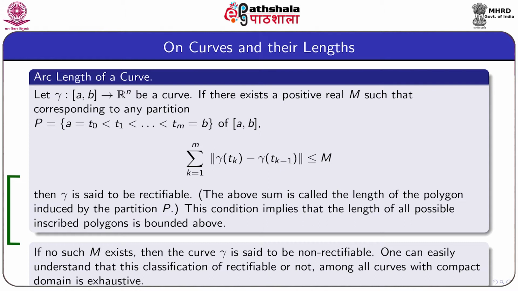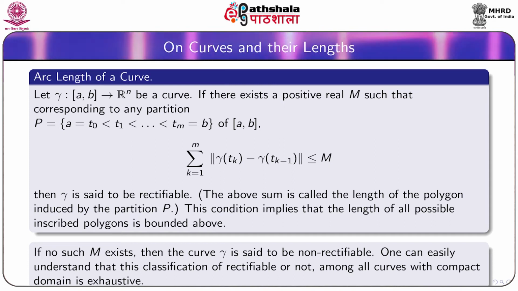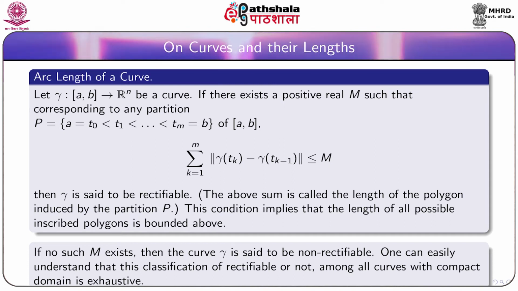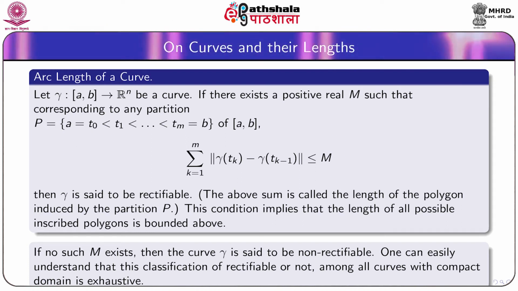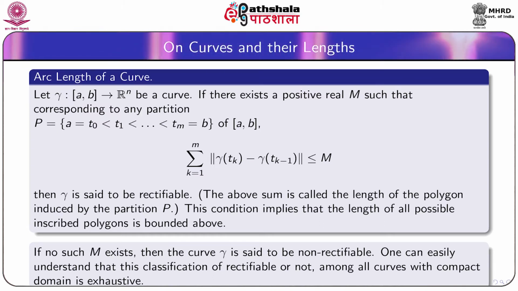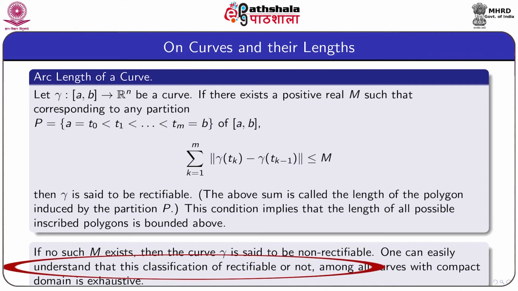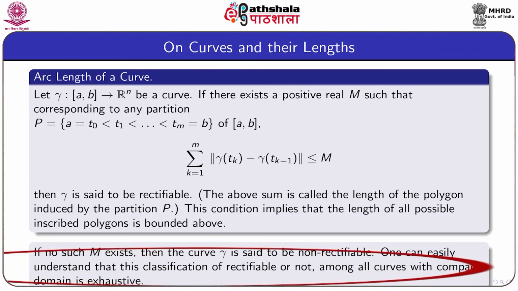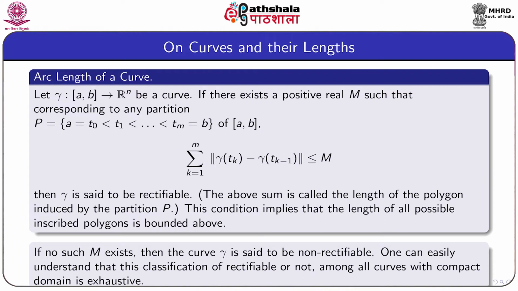The above sum is called the length of the polygon induced by the partition P. This implies that the length of all possible inscribed polygons is bounded above. In case we find no such M, then the curve gamma is said to be non-rectifiable. One can easily understand that this classification, whether a curve is rectifiable or not, among all curves with compact domain is exhaustive. That is, every curve is either rectifiable or not.